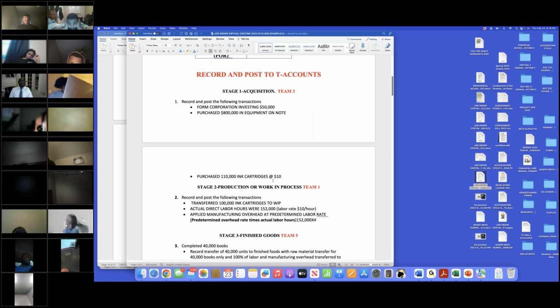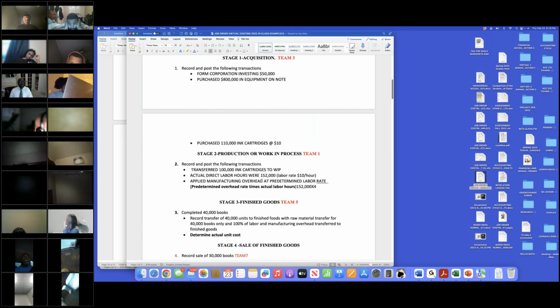Team 1, you're going to record the transfer of costs to work in process. So you've got the stage 2 journal entries. Ink cartridges were transferred in. Notice we bought 110,000 ink cartridges. We only transferred 100,000 in, but we can't have construction stop if there are some faulty ink cartridges, and so we buy more than we need. The actual labor was 152 labor hours at $10 an hour.